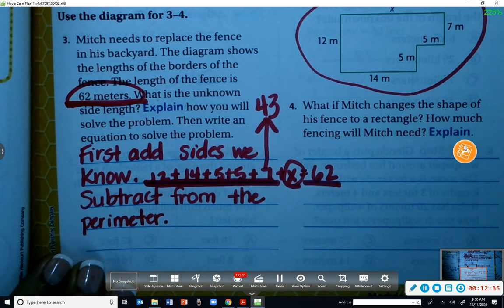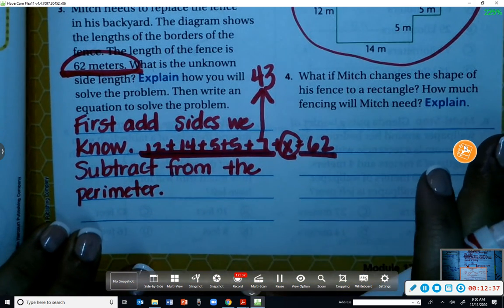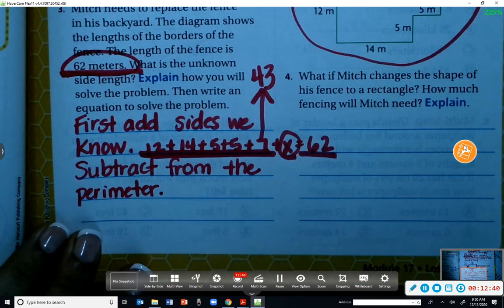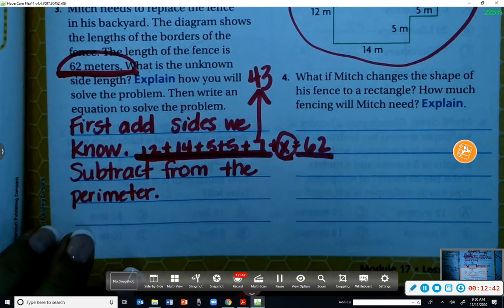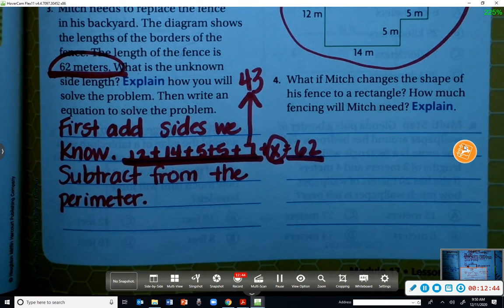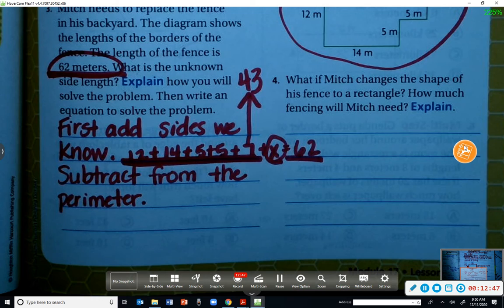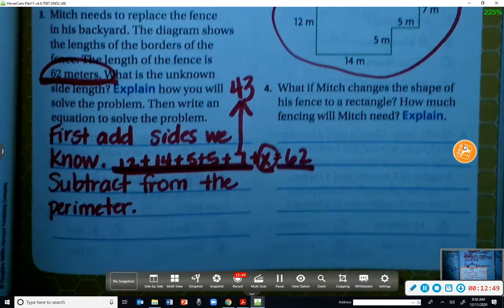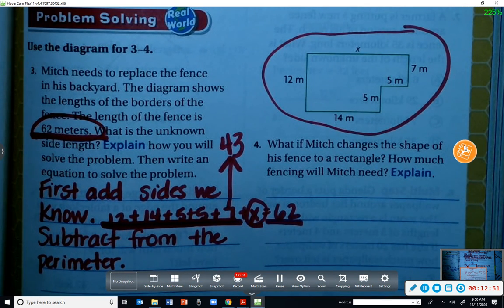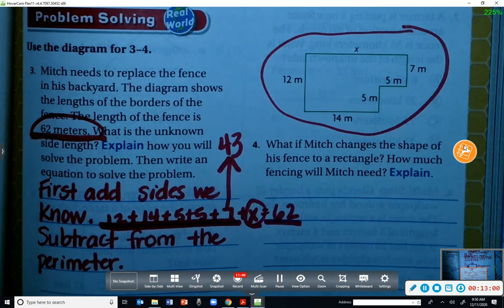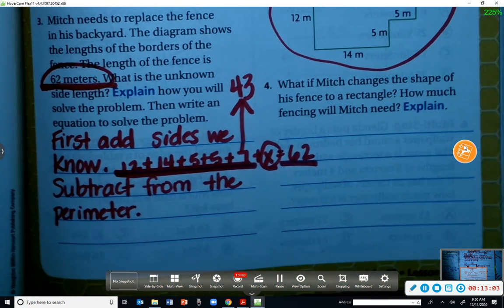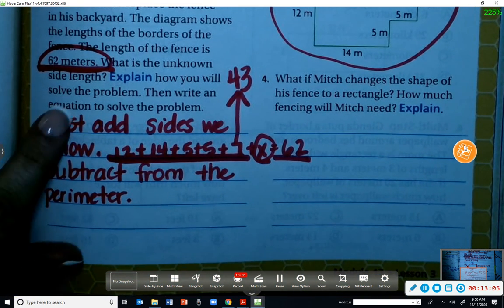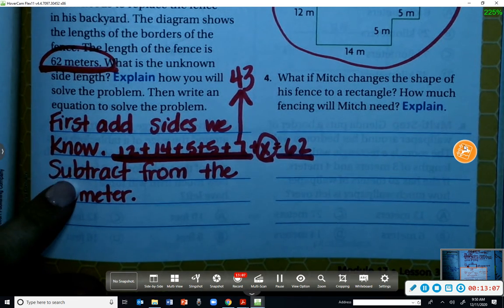Okay. Is that it? Is that all we do? Kaylee? Nope. What would we multiply? No. Why would we divide? There's just one missing side. Do we divide if there's one missing side? No. So, is there anything else we need to do? No, we're done. Okay, but we still need to find the unknown side length. So we need to go ahead and do the second step.